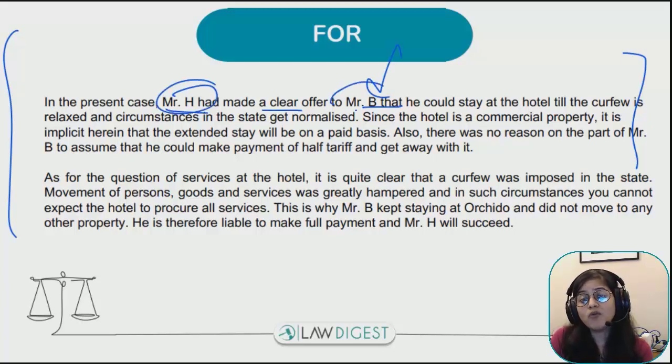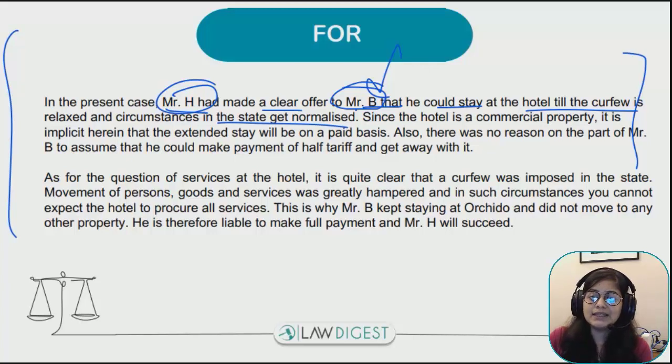Mr. H had made a clear offer to Mr. B that he could stay at the hotel till curfew is relaxed and circumstances in the state get normalized. Here we can write in our own words. You can write it in your own words. You need not go by the question particularly. Just that reasoning has to come out, and the law does not need to be applied there.